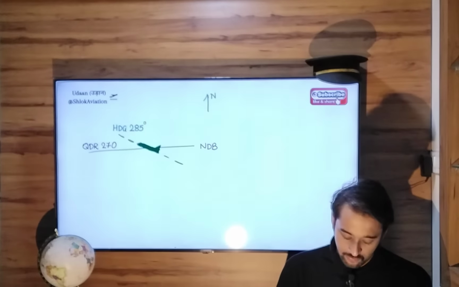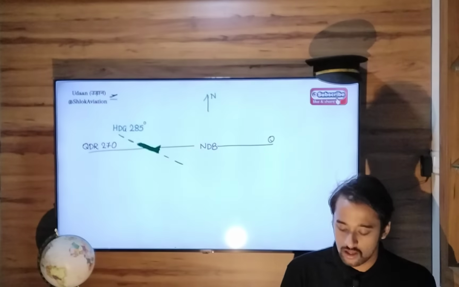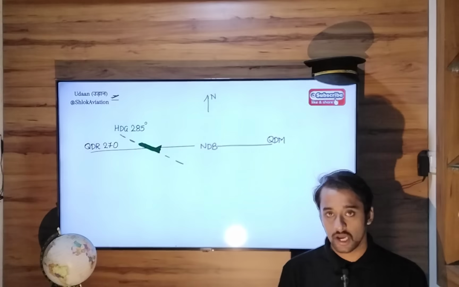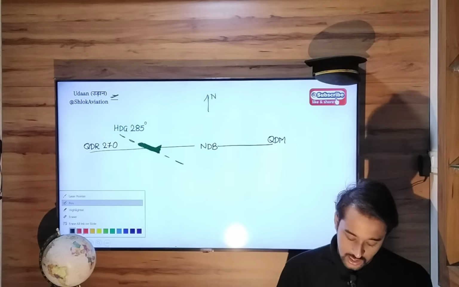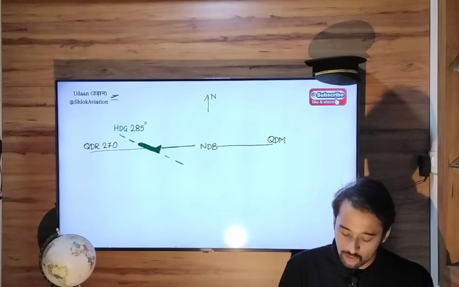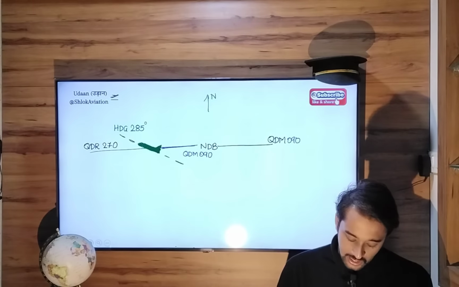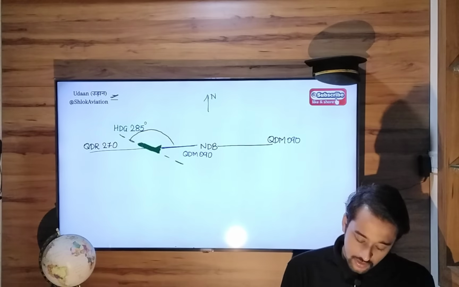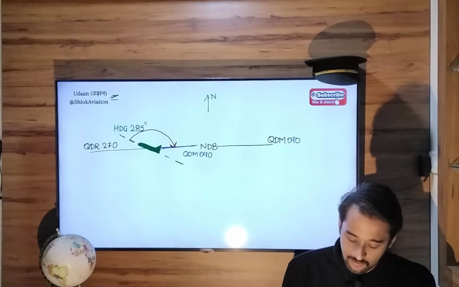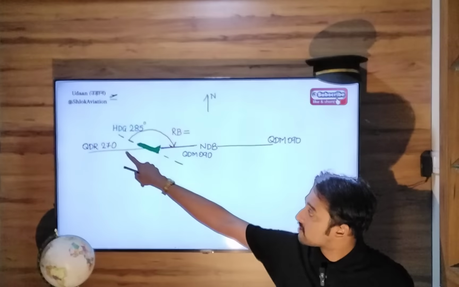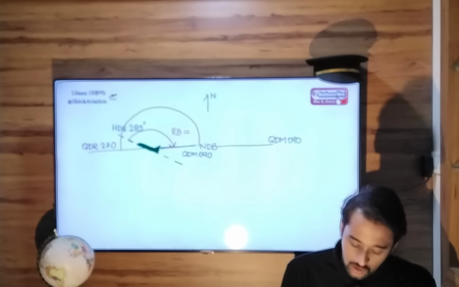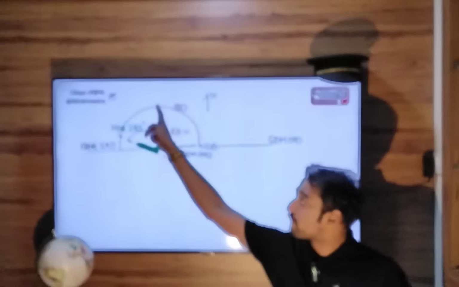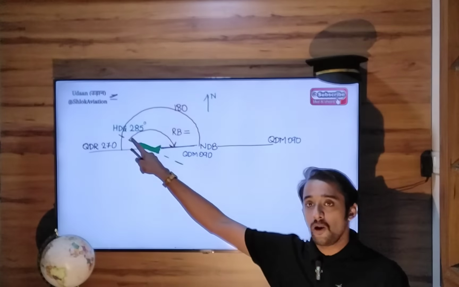What is relative bearing? Relative bearing is the angle between your aircraft heading and QDM, which is track towards the station. In this case, QDM will be 090. So relative bearing starts from the heading of the aircraft, clockwise. This total semicircle would have been 180, but we are not making this big complete 180. We are just making a small part of that.